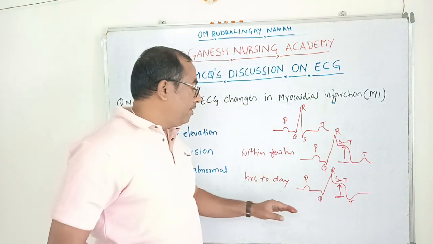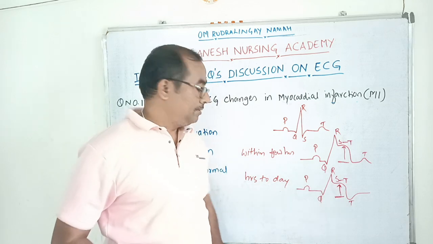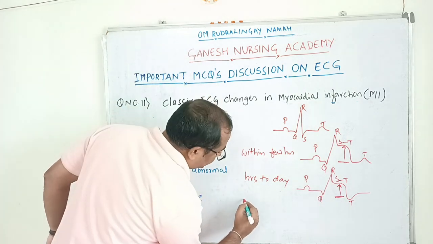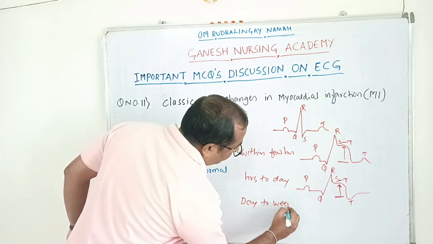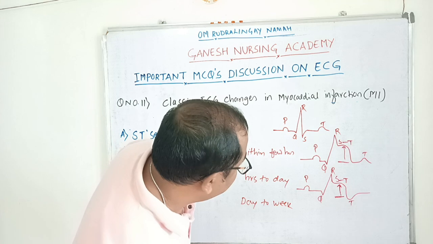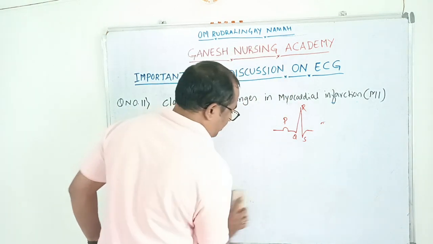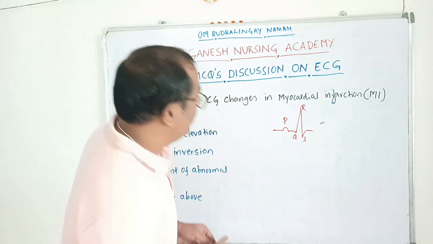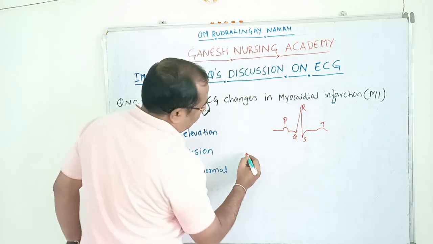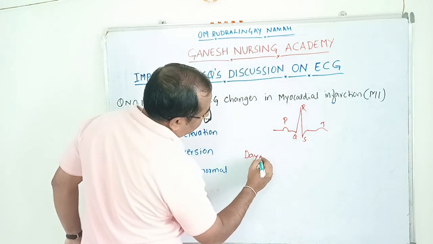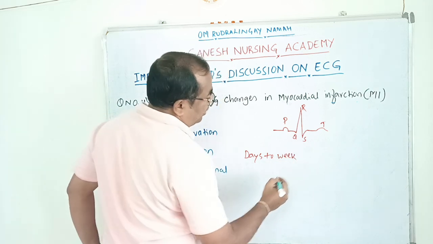So from hours to day after the MI, there will be ST segment elevation and T wave inversion, okay. From day to week, what changes can you see? This is a normal ECG, okay. From days to week, what changes can you see in myocardial infarction?